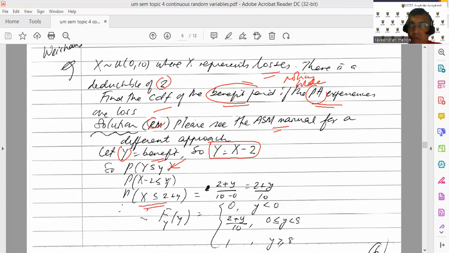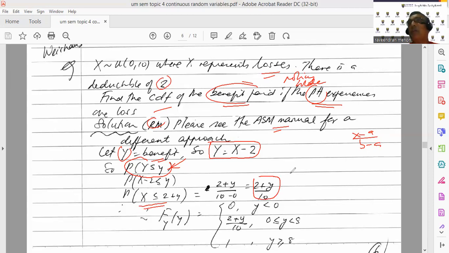So let me tell you again, right? This is what I want to do. I want to find this, but I know Y is X minus 2. So I just play around with the inequality and I'll have probability X less than or equal to 2 plus y. And I know X is uniform between 0 and 10. And I told you earlier about this (x minus A) over (B minus A), remember? Just use that. So I have (2 plus y minus 0) over (10 minus 0). And you will get this answer. So that is the probability X less than or equal to 2 plus y.